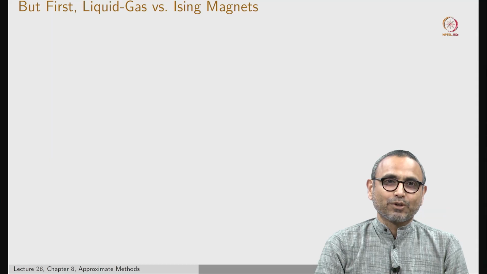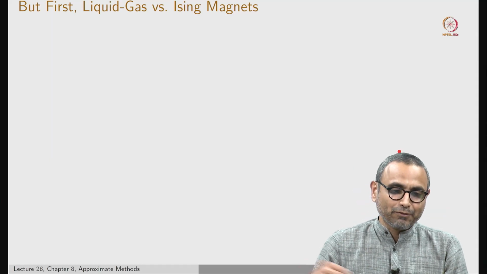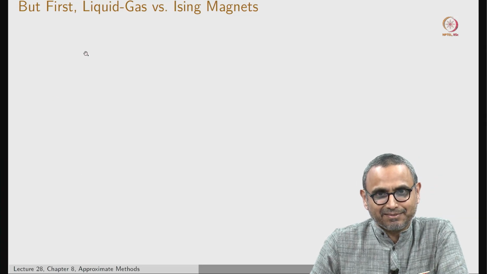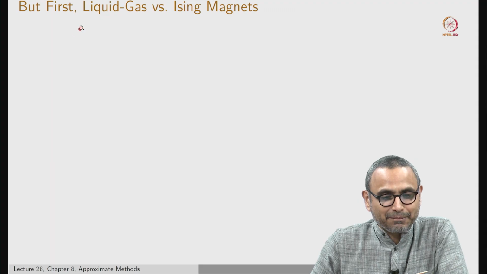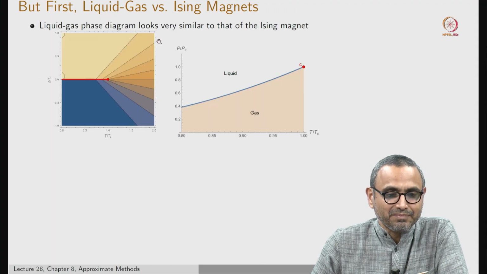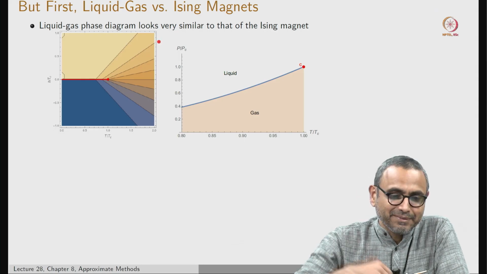But it is not a good idea to leave these puzzles unresolved. So what we will first do is we will try to understand why there is such a noticeable and clear similarity between liquid gas and Ising magnets. So let us just first revise the phase diagram.